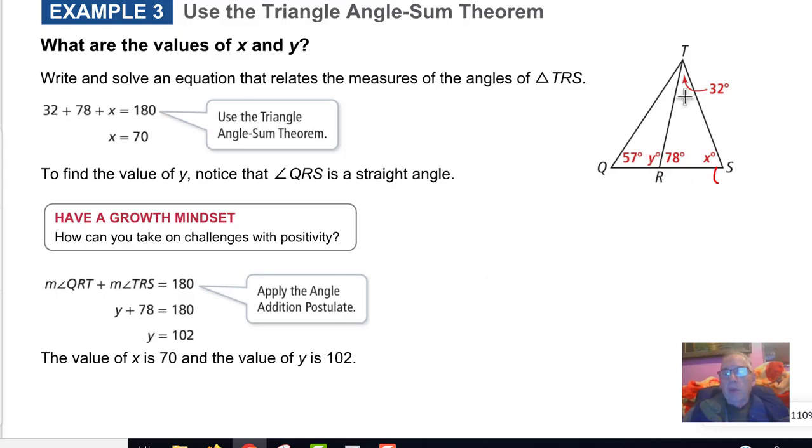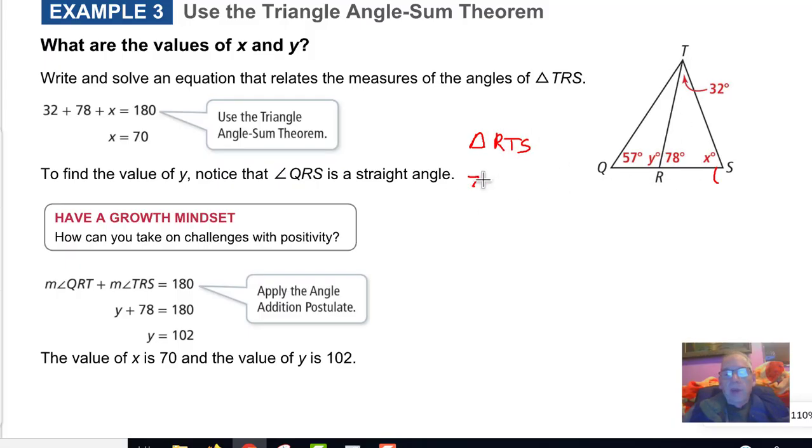In triangle QRT, 57 plus Y plus this angle RTQ would have to add up to 180. And in triangle RTS, this 78 degree angle and the 32 degree angle and angle X also need to add to 180 degrees. So in each one of these small triangles, the sum of the angles inside need to add up to 180. And in the big triangle, the sum of the angles at each vertex need to add up to 180. So let's see what we can do here. They got their work over here, but let's do triangle RTS.